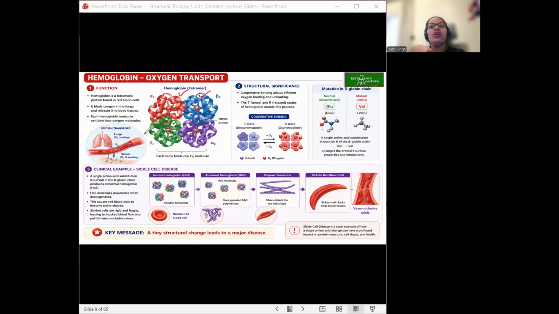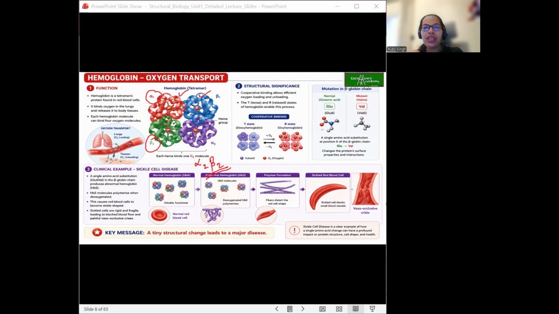It has two alpha globin chains and two beta globin chains. But if you look at the entire structure, it is made up of alpha helices. We just give them the alpha and beta nomenclature. So if I want to write the hemoglobin structure, I'll write alpha 2 beta 2. It has four individual subunits, so it's actually a quaternary structure.